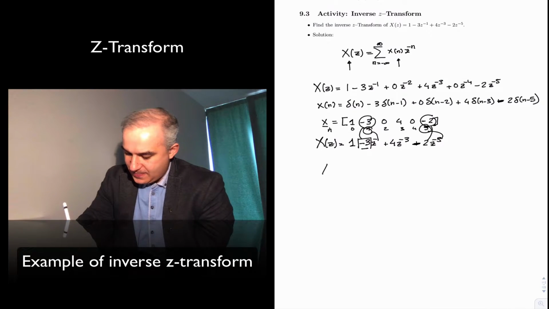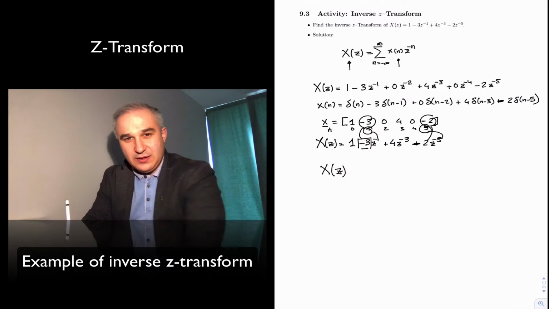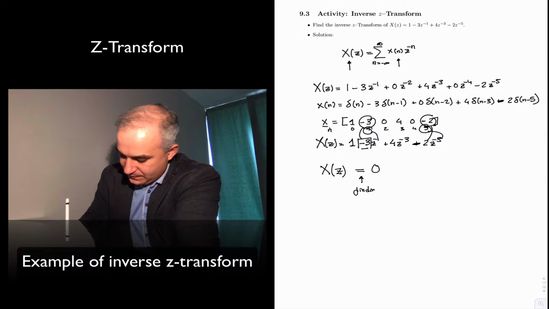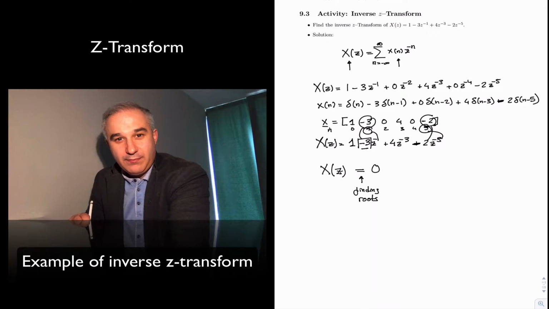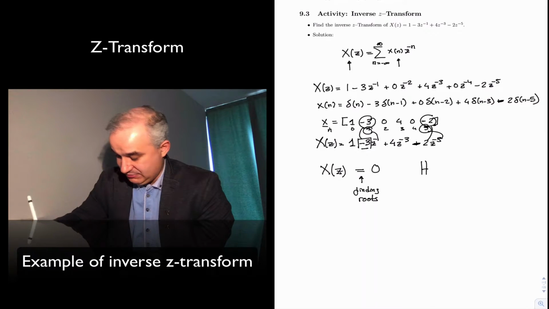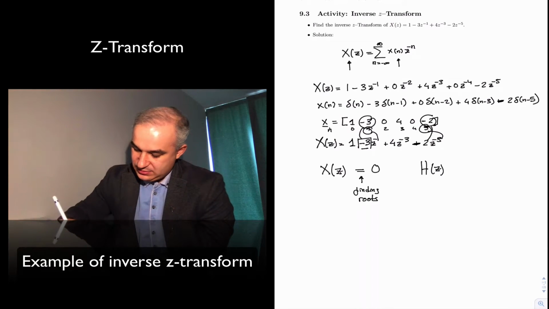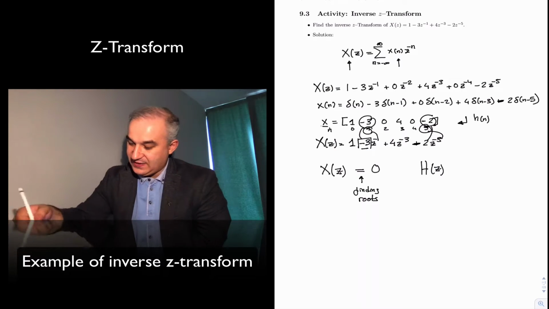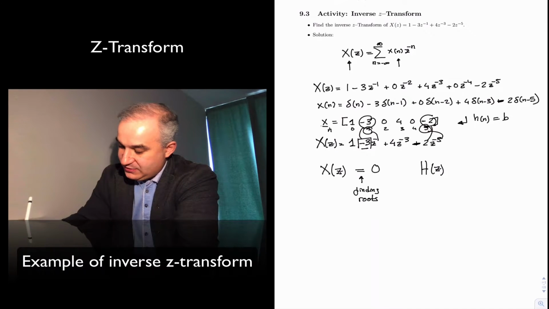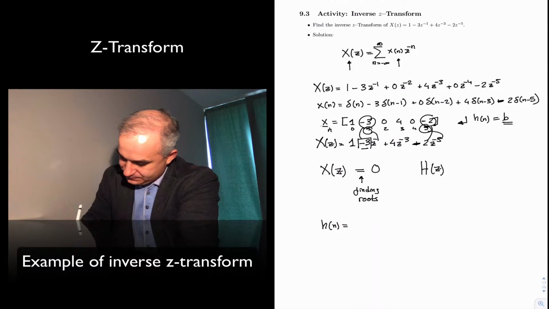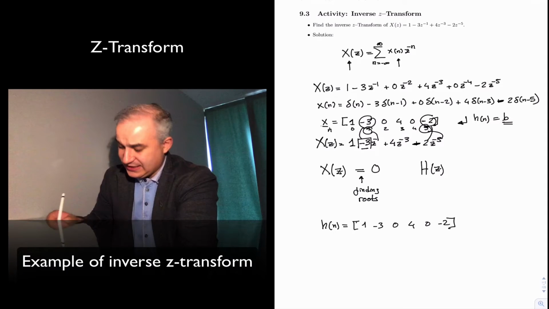Now, as we mentioned, when you find the roots of this polynomial, meaning you equate it to 0, this is valuable for analysis of signal properties as well as system properties. If that signal happens to be an impulse response h of n, imagine that those were the filter coefficients of an FIR filter, the B coefficients. So you have h of n equals, in vector form, 1, minus 3, 0, 4, 0, minus 2, and you want to say, what type of filter is this?